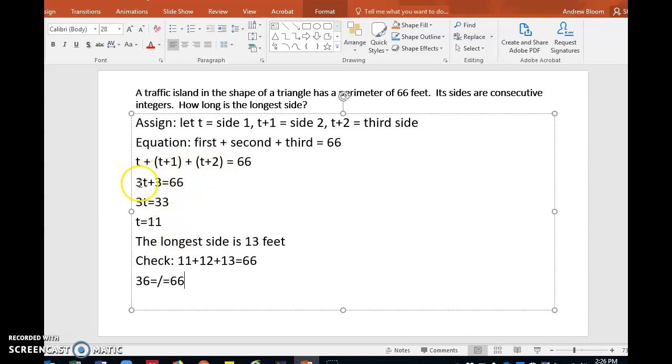So as we go through this process, 3t plus 3, we need to subtract 3 from both sides. That should be 63, not 66, which means that t is actually equal to 21. And our longest side is not 13 feet, but 23 feet. And now if we go back and check, we're going to ask ourselves whether 21 plus 22 plus 23 equals 66, and yes, it does.